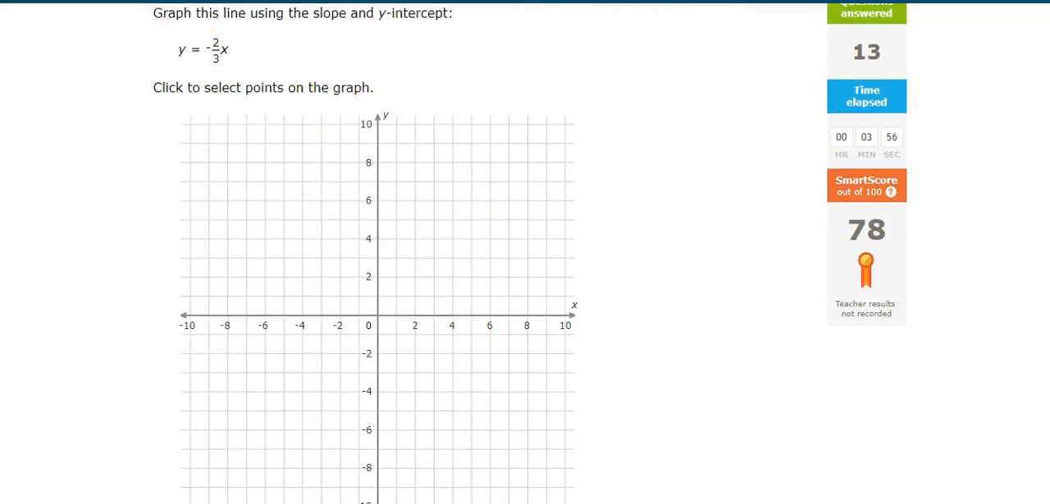See this one, notice that there is no plus 0, so there's my starting point, plus 0. Start at 0, go down 2, 1, 2 over 3.